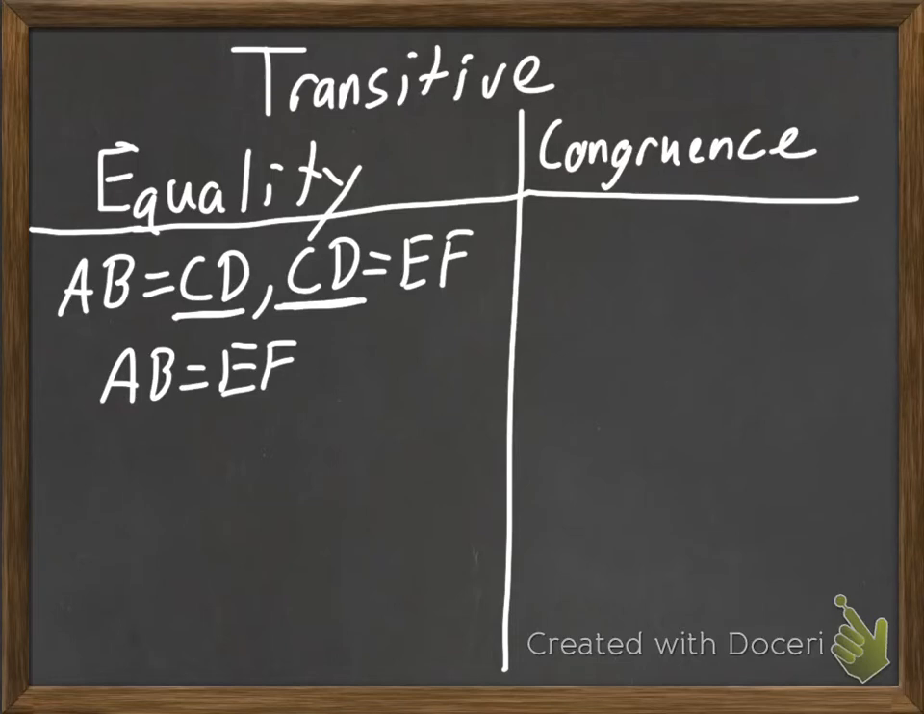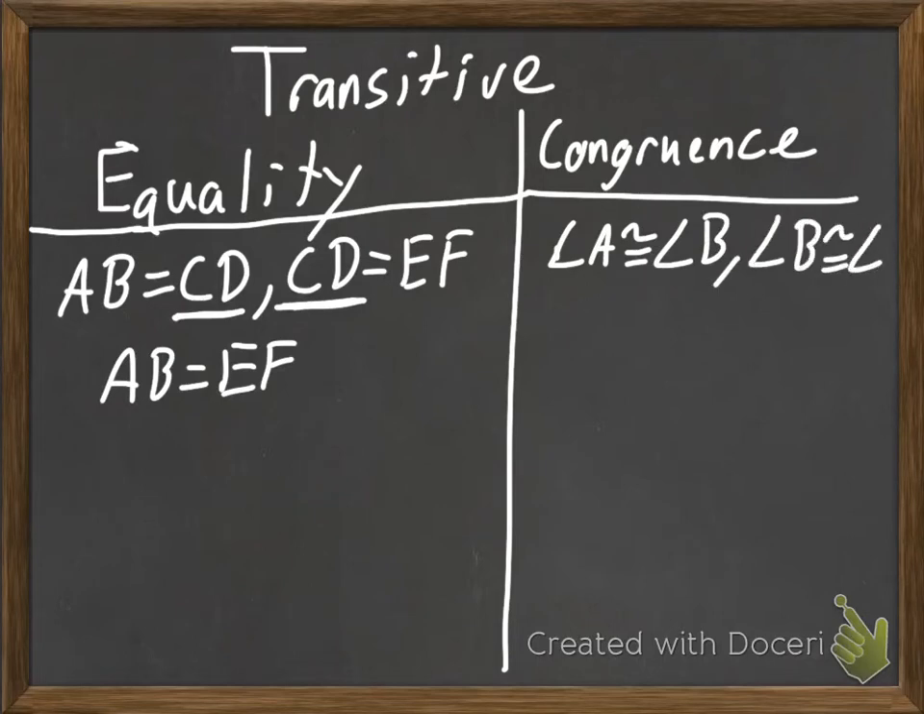And there's a similar idea over here with congruence. Let's say we have angle A and it's congruent to angle B. We also know that angle B is congruent to angle C. Well, if A is congruent to B and B is congruent to C, then we can say that angle A is congruent to angle C by the transitive property.